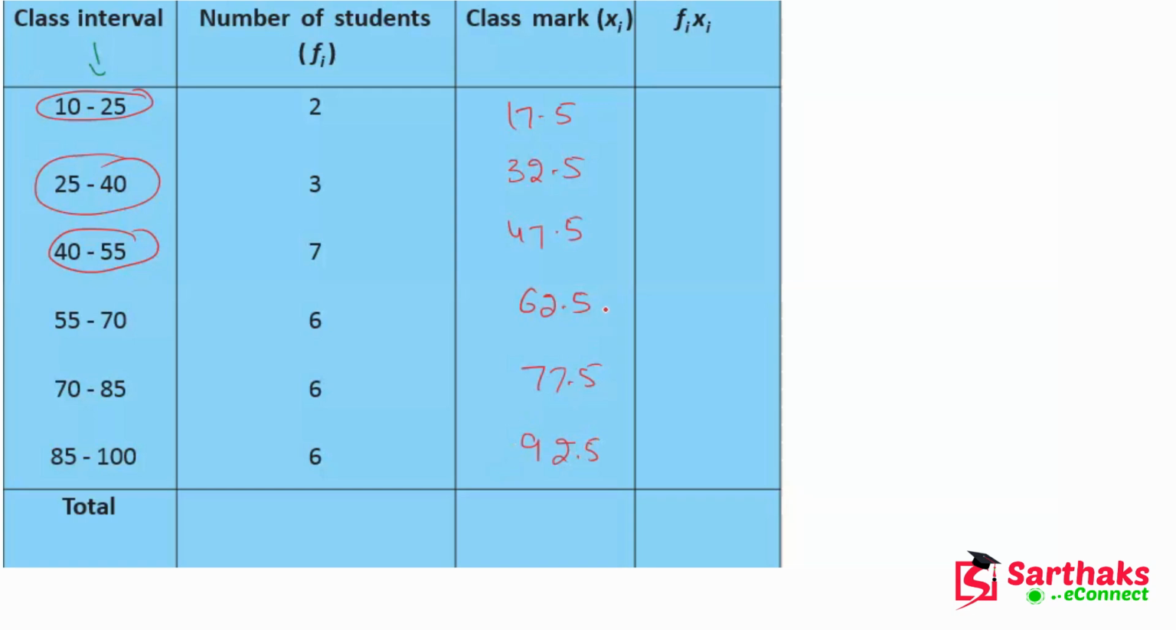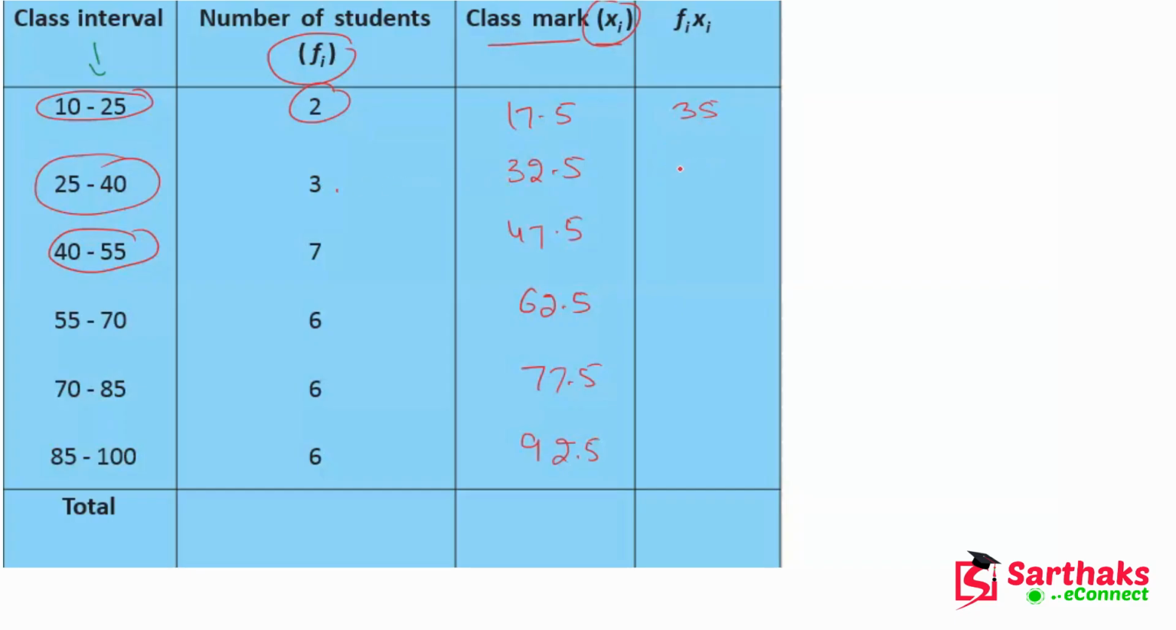And for finding the mean, we have to find fi xi. So this class mark is our xi. Yes, xi. So now we have fi and xi. Now we have to find fi xi, means we have to multiply fi into xi. This is our f1 and this is our x1. So we have to multiply this, so we get 35. And this is our f2 and this is our x2.